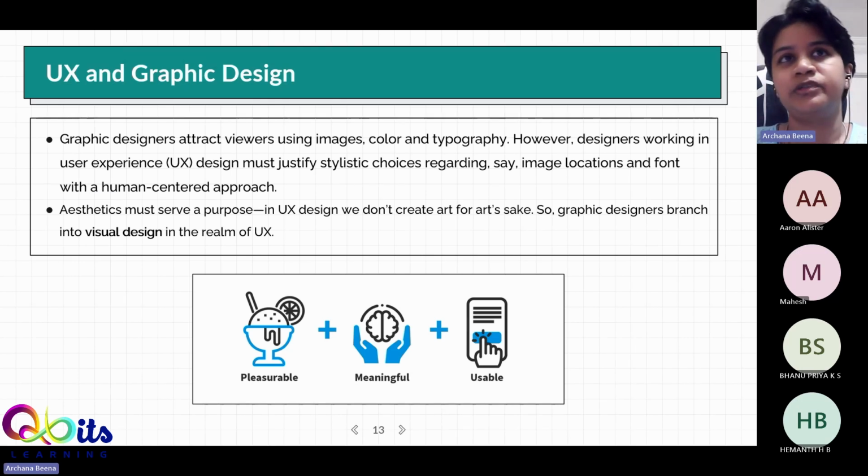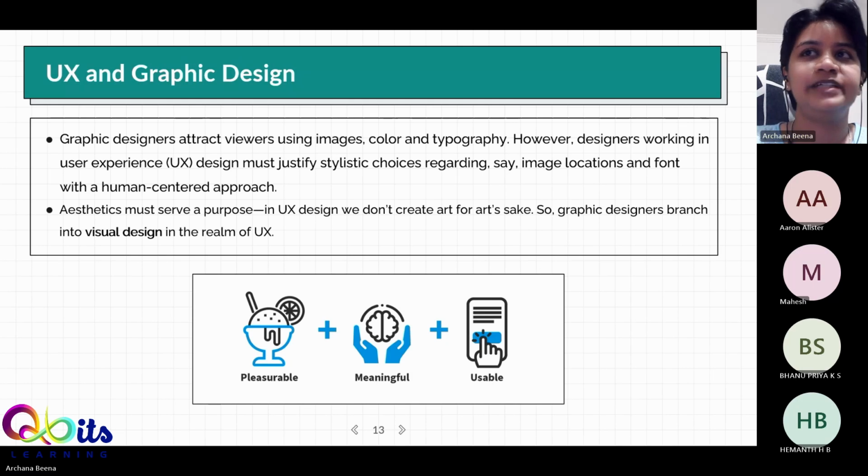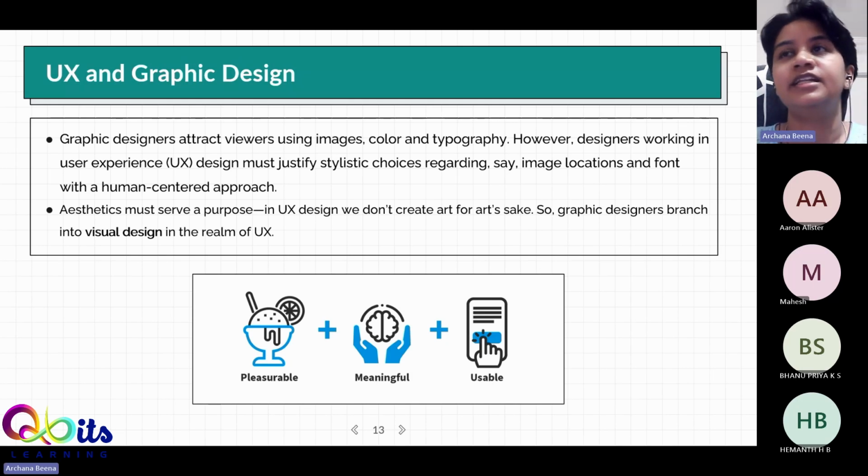Aesthetic appeal is very important. Do not get me wrong on that. Aesthetic appeal is what initially attracts any user. They will be attracted by the look, the style, the color. How pleasing is it to use? But it is not only pleasurable for their senses. If you look at the image, it has to be meaningful. And thirdly, it also still has to be usable.